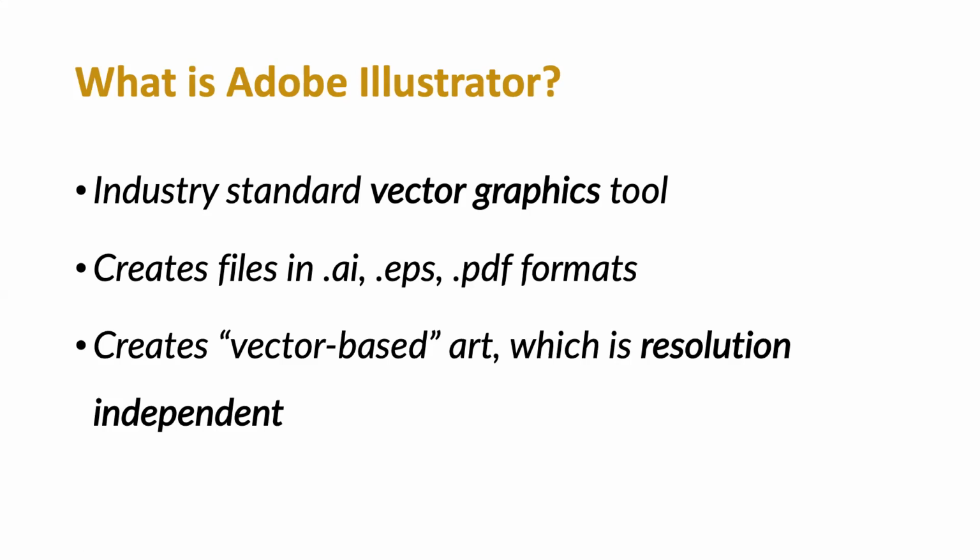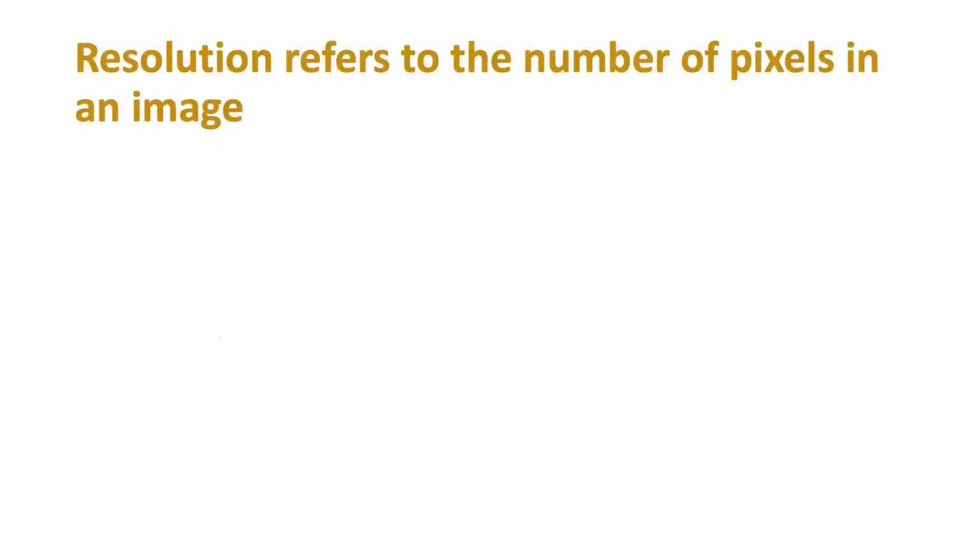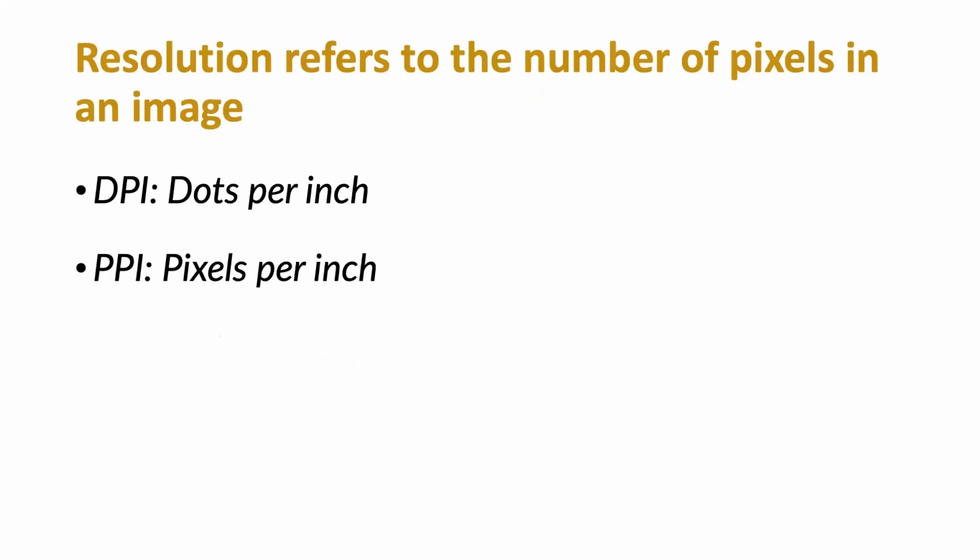And these, because they are resolution independent, tend to be preferred by publications that you are likely, if you're on the clinical side or the research side, submitting some of your publications to. Because of this thing that we're saying, it's resolution independent. What do I mean when I say that? Resolution refers to the number of pixels in an image. So when we start talking about resolution, we're going to use terms like DPI, which stands for dots per inch, or PPI, which stands for pixels per inch.